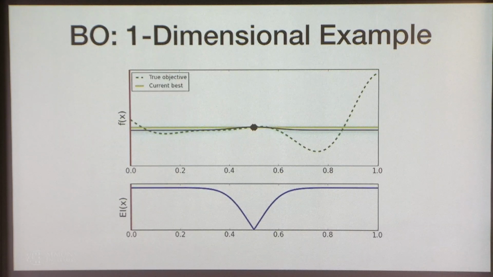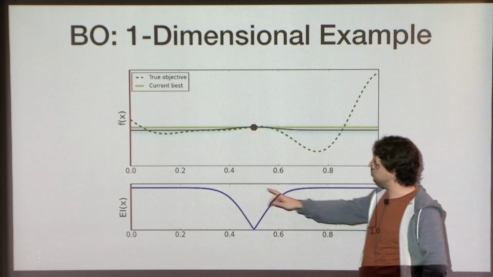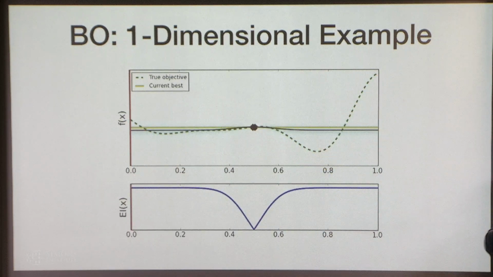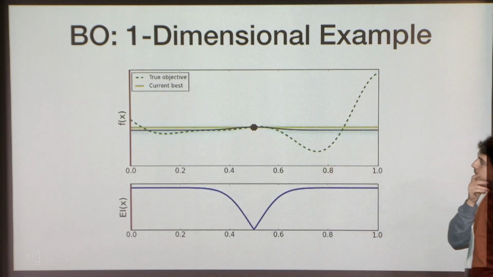So this is a one-dimensional example of Bayesian optimization. And the goal here is to minimize this green dotted line, right? That is this objective function f that we don't know. We just have access to it through evaluation. And we want to find the minimum, which is going to be here.